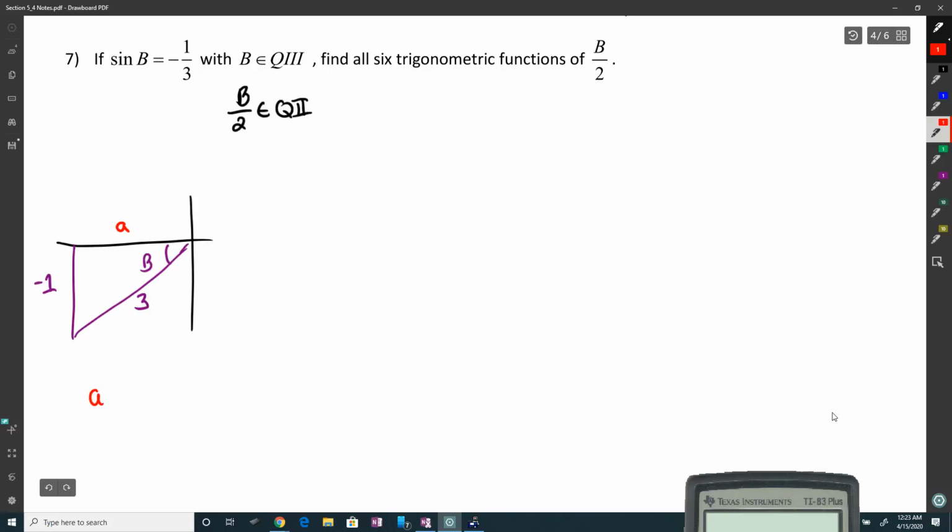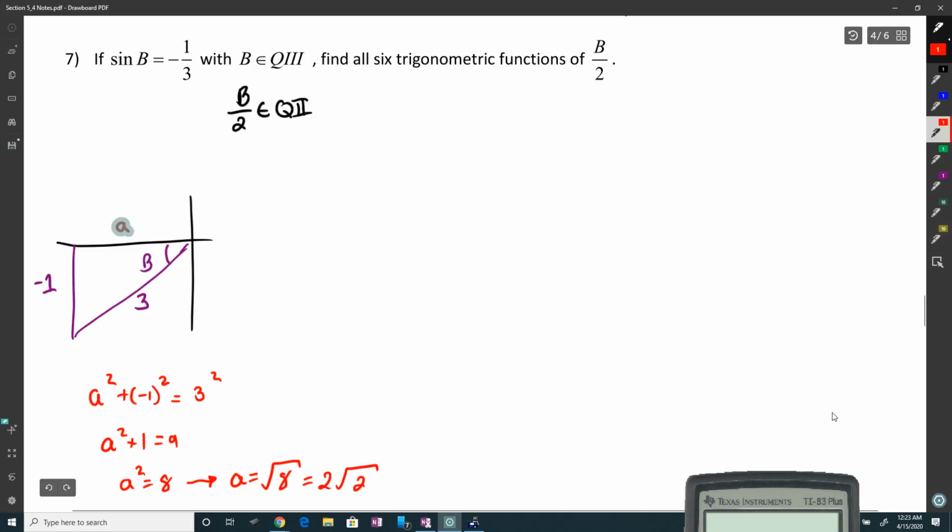So a squared plus negative 1 squared equals 3 squared. So a squared plus 1 equals 9. A squared equals 8. When you take the square root, you get a is equal to the square root of 8, which is just 2 square root of 2. So that's what this is.